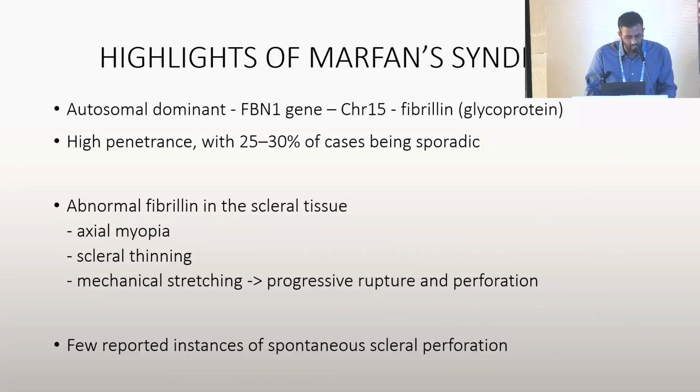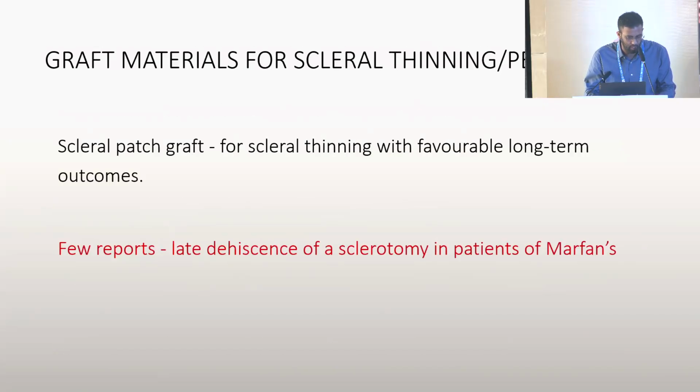Highlights of Marfan's: it is an autosomal dominant disease affecting the fibrillin gene present on chromosome 15. This abnormal fibrillin causes axial myopia, scleral thinning, and mechanical stretching, which leads to progressive rupture and perforation. There have been few reported instances of spontaneous scleral perforation. Generally, for scleral thinning, the most commonly used methodology for treatment is scleral patch graft, and there have been a few reports of late dehiscence of a sclerotomy in patients of Marfan's.